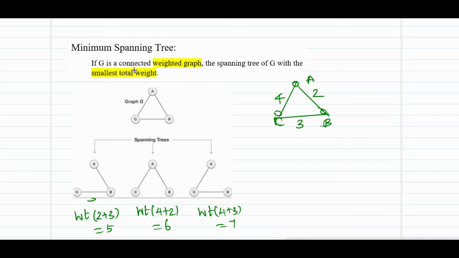Now what we are interested in is the minimum spanning tree. What do we mean by minimum? The weight is going to be the least, in which case which spanning tree has the least weight? This one. So this copy where it goes from A to B and B to C with edge weight 2 and edge weight 3 is going to be called the minimum spanning tree for the given weighted graph G.